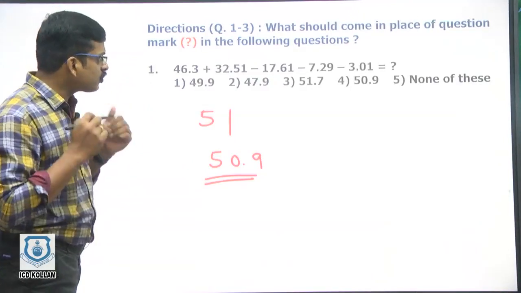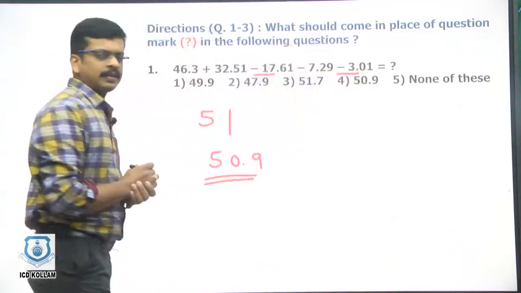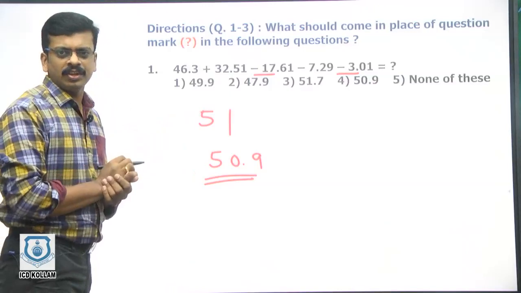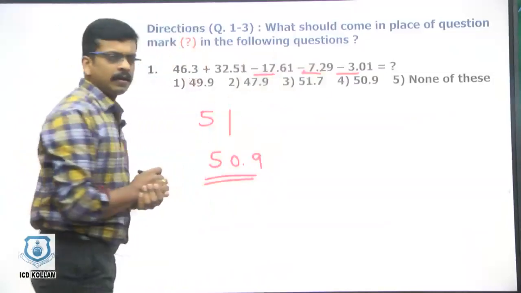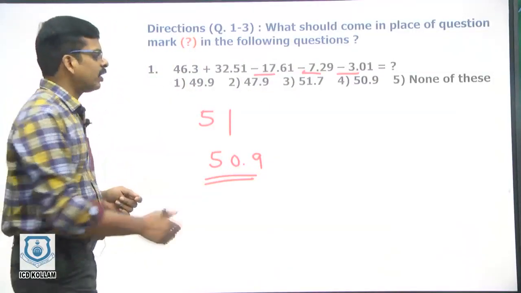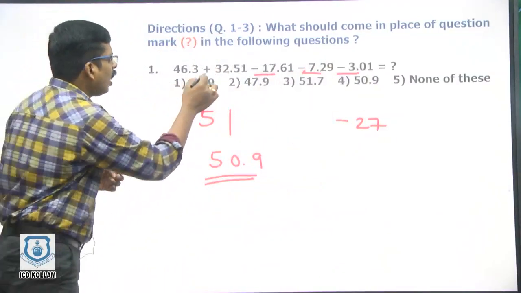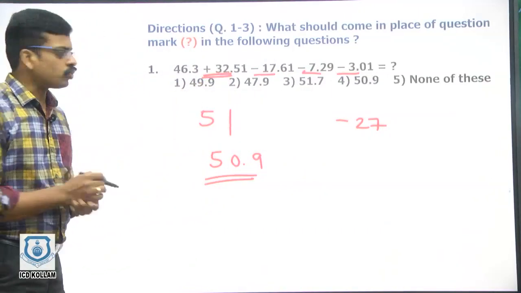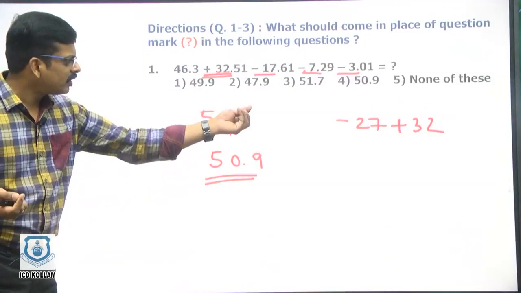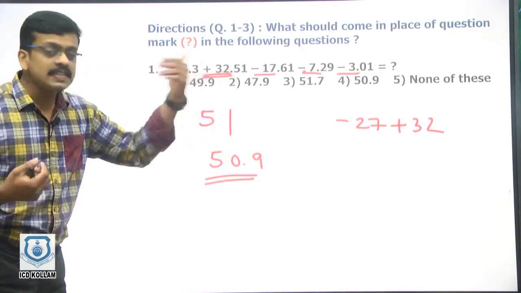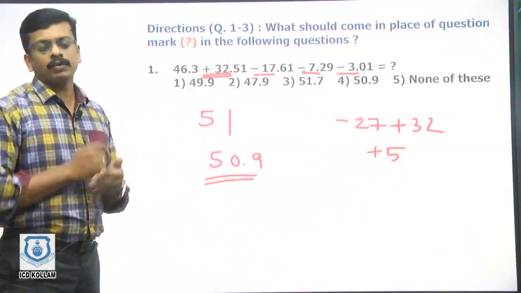Here, first 17 minus 3, minus 17 minus 3, it is 20, minus 20. Plus this 7, total minus 27. So I am writing first that minus 27. Now we have a plus 32. So minus 27 plus 32 is very simple. You know the difference 5 with a plus sign. So it is plus 5. So altogether plus 5 we have.